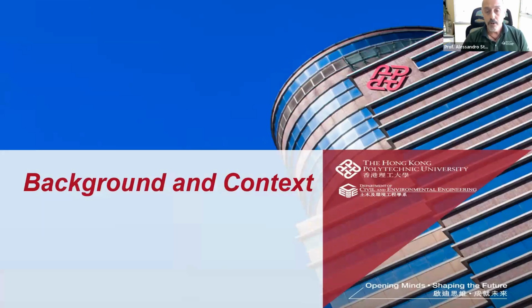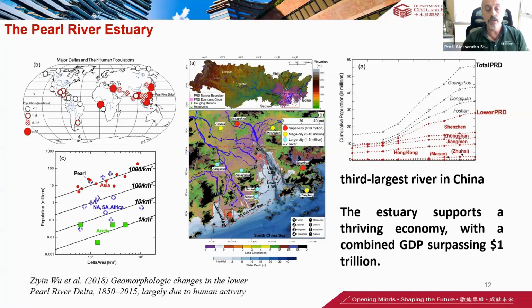So in terms of background, I want to concentrate immediately on what we know better. So it's the Pearl River Estuary and Hong Kong and the GBA in general. As you are well aware, the Pearl River Estuary is one of the largest in the world, and for sure it's the largest in China. The Greater Bay Area in general is very active with an incredible GDP and is the location of really large megacities.